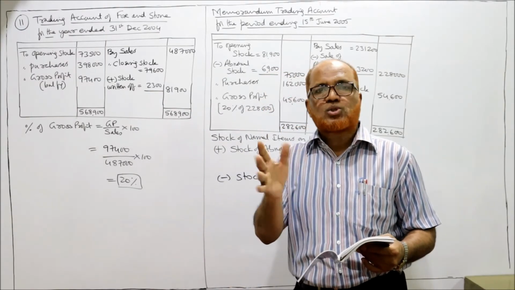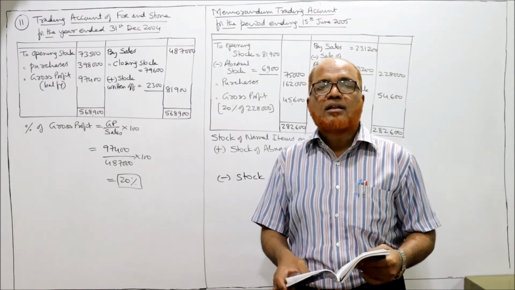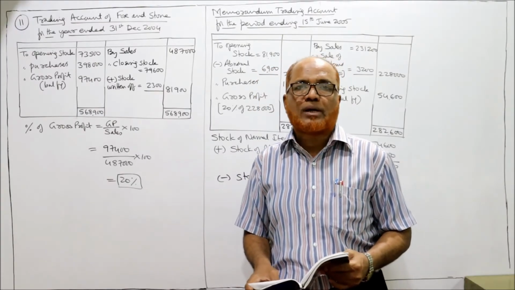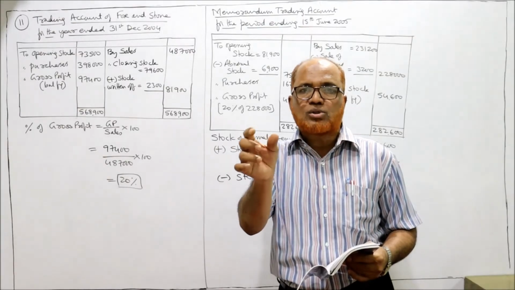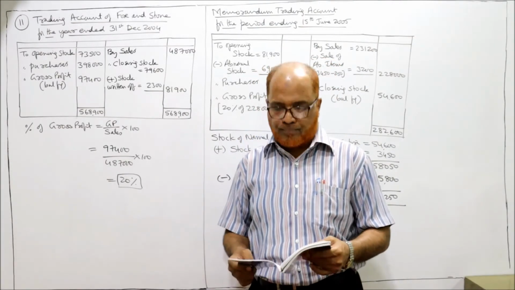Half of the goods were sold at a loss of 250. तो sale proceed कितना आएगा? 3,450 minus 250, you will get 3,200. तो 3,450 के goods को 3,200 में sell करें. कब sell करें? Current year, March में.